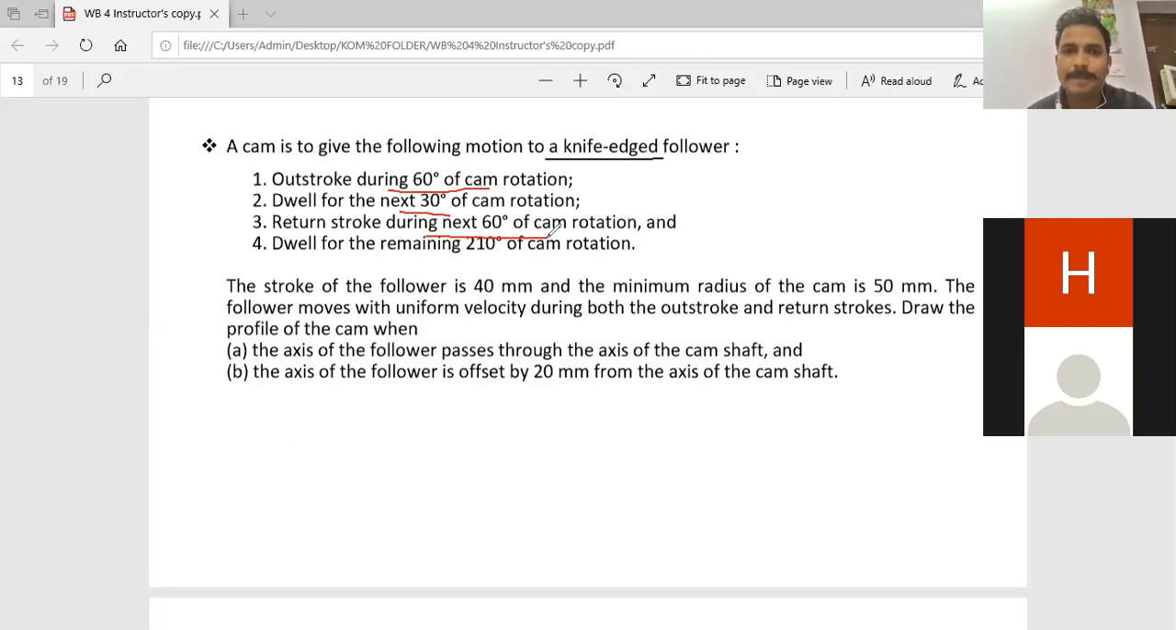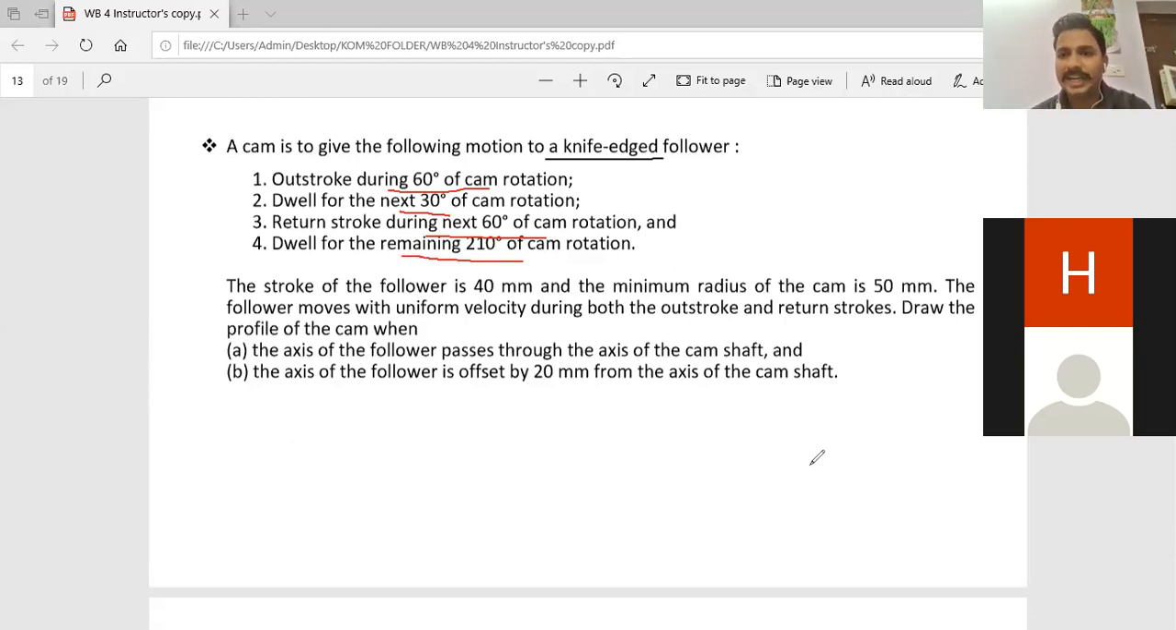Now, 60 plus 30 plus 60, how much is it? 150. And what is the total angle that the cam can rotate? It is 360 degrees. 150 degrees are known to you, so how much is left? 210. The question says the remaining 210° is again dwell for the cam. Dwell means the follower will rest at the lowest position for 210 degrees.